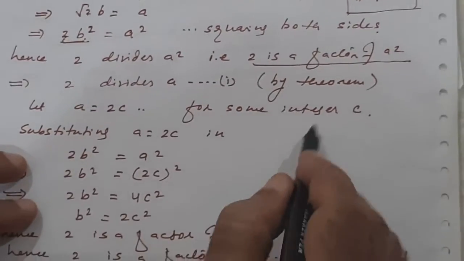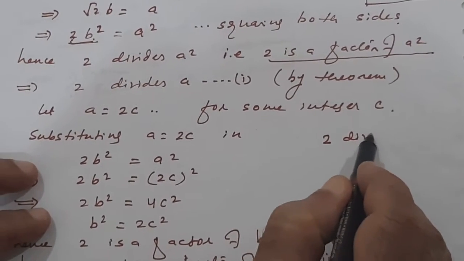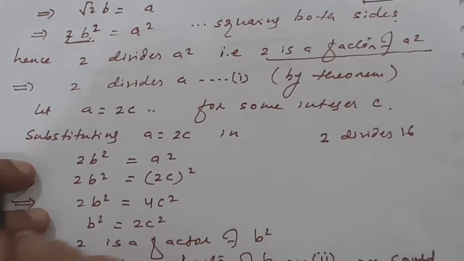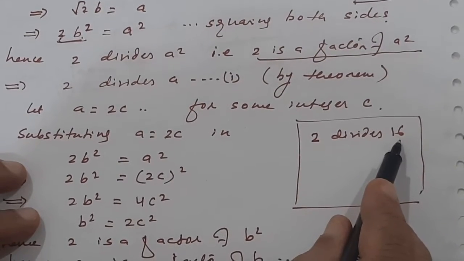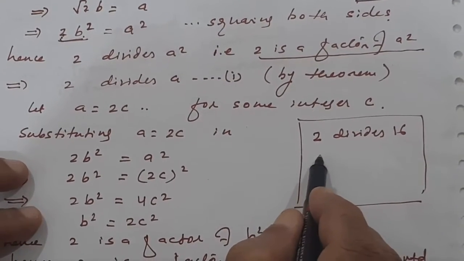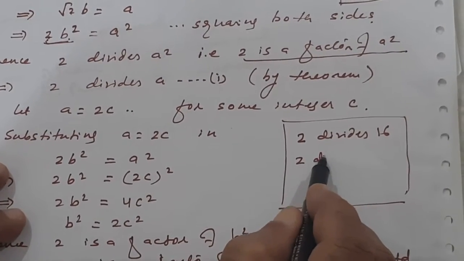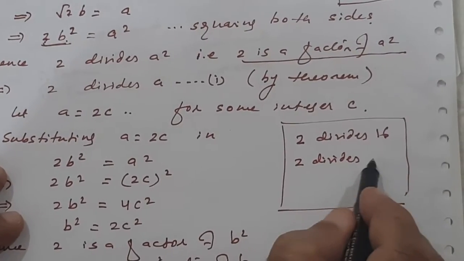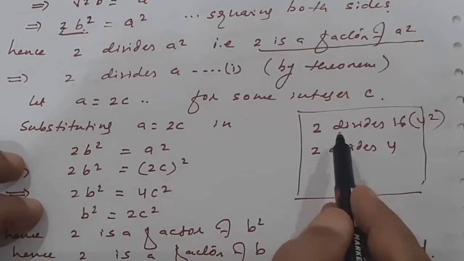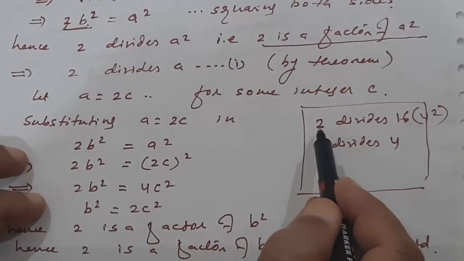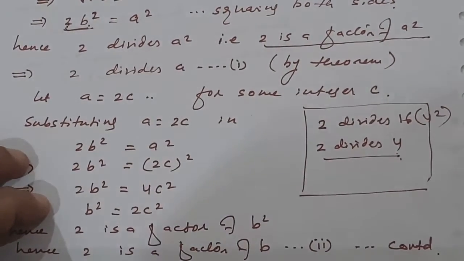Now for example, see here, suppose 2 divides 16. This means that 2 must divide the square root of 16. So 2 divides the square root of 16, that is 4, because this is 4 square. So 2 divides 16, it means that 2 divides the square root of 16, which is 4. This is a theorem. We call it a theorem.